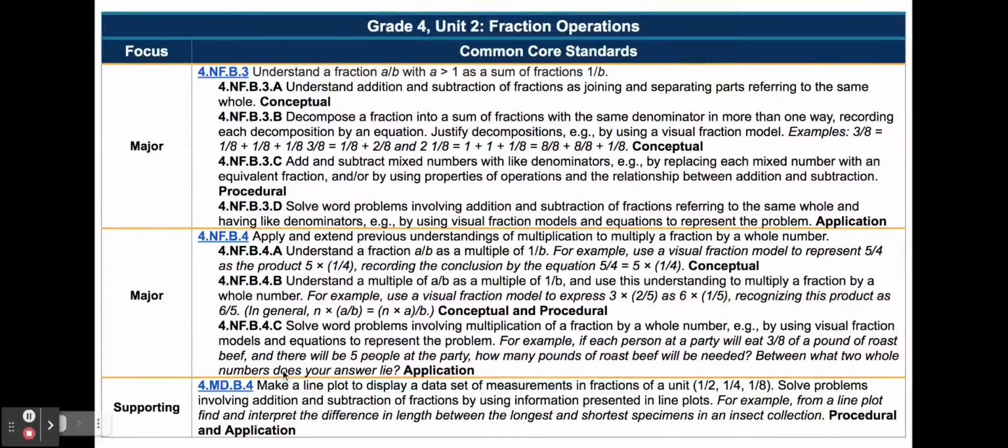Fourth grade, Unit 2. Now that you have developed a solid base of understanding of equivalent fractions and comparing fractions, it's time to operate. We'll do the major work of adding and subtracting, the major work of multiplying, and the supporting work of adding and subtracting fractions on line plots.